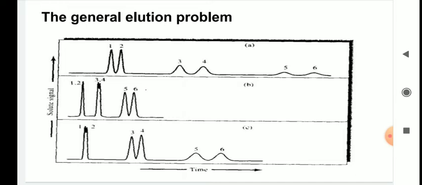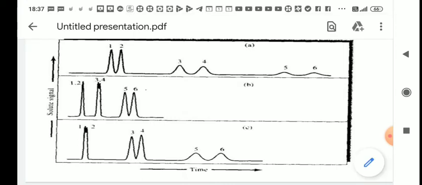In the second situation, they have changed the k dash values so that 5 and 6 are separated nicely. If they change the conditions so that the k dash value of 5 and 6 changes, the separation is sharp for 5 and 6. But in that case, 1 and 2 overlap, and 3 and 2 also overlap very much. So that situation also is not desirable.